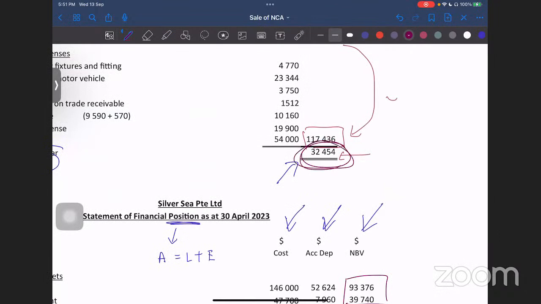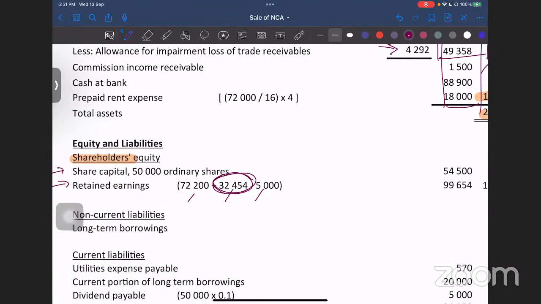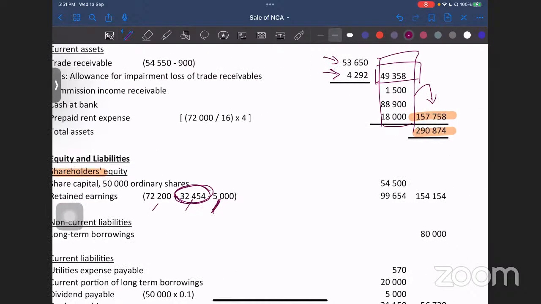My profit. Okay, add the profit. So you have to go to your previous page and then find the profit and then you add it in here. Okay, and this 5,000 is the dividend that we calculated previously, the 10 cent times 50,000 shares. Okay, so basically same thing, these two added up, I will have a total of 154,154.